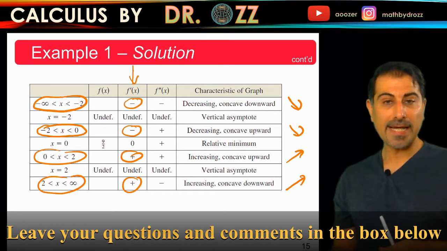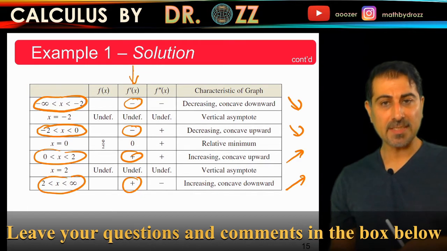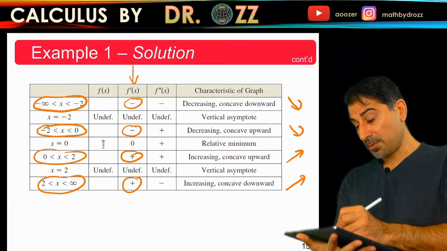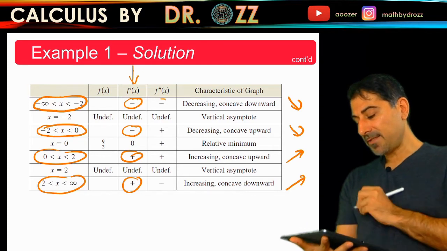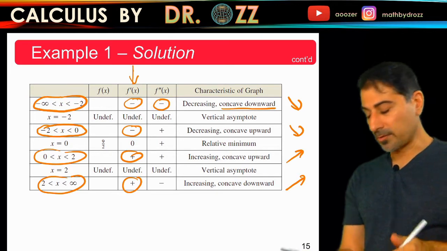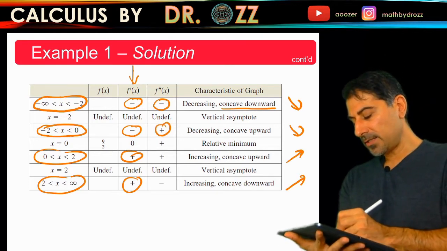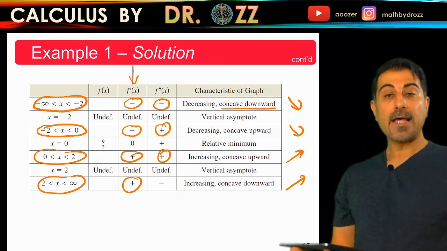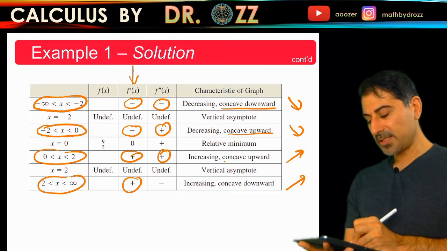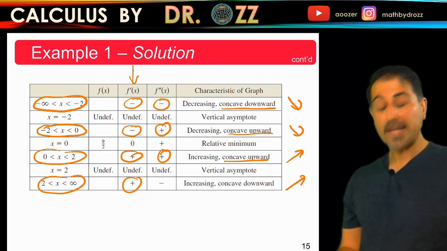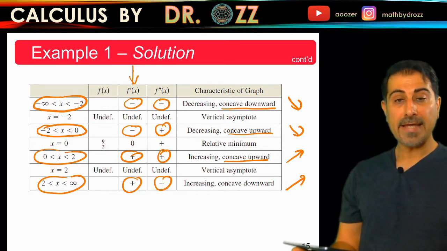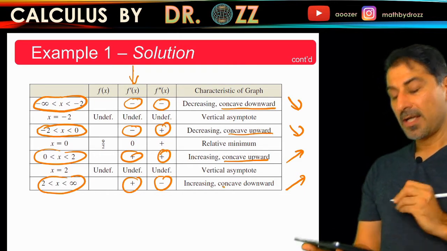And we also look at f double prime in terms of its sign in the same intervals. So f double prime here is negative. That implies that we have a concave downward type graph. And here, as you see, f double prime is positive. So that's why we have a concave upward type graph. And in the last interval, f double prime is negative, so we have concave downward.